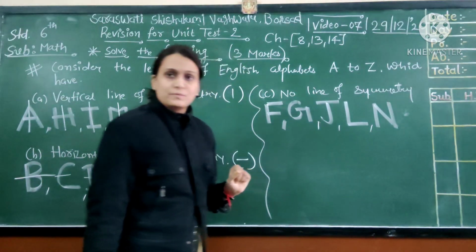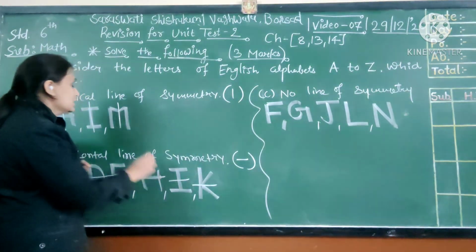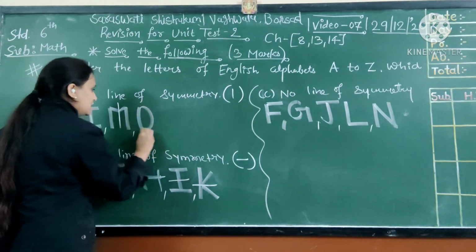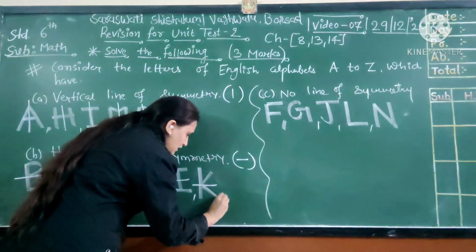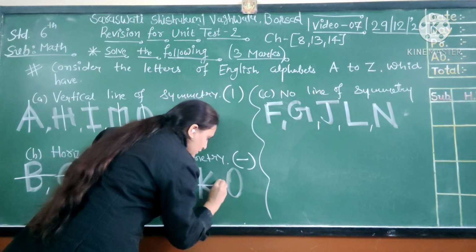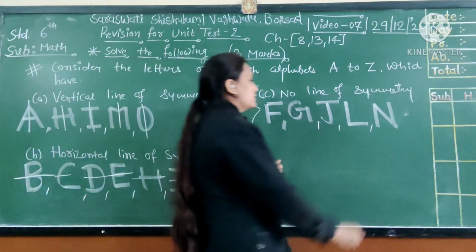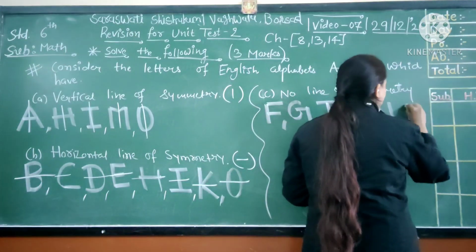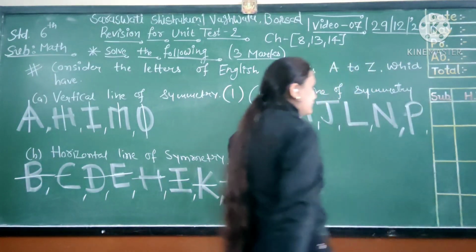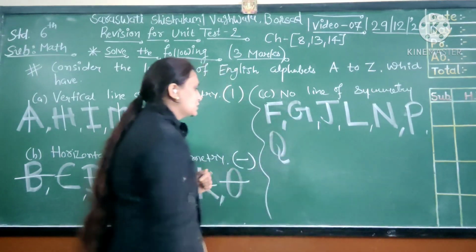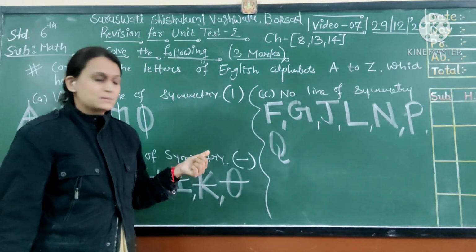Then after N, O. So O is the letter in which we can draw both the lines of symmetry. So O will come in vertical as well as in horizontal. Then after O, P. So P has also zero line of symmetry. We cannot draw. So P will come here. After P, Q. So Q also has zero line of symmetry. So Q will come in no line of symmetry.